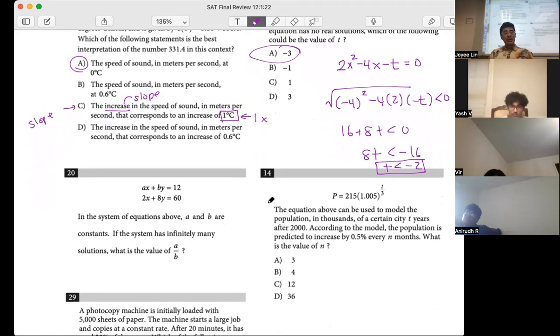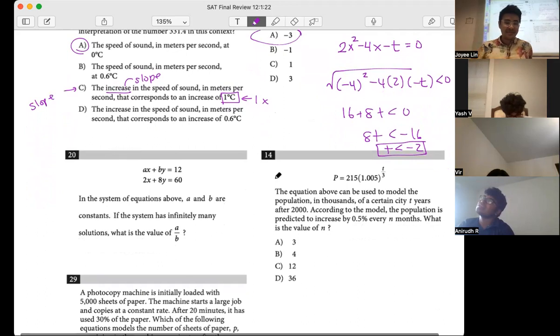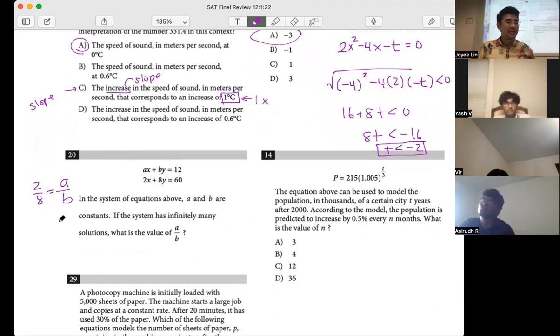What's the quickest way to do number 20? The slowest way is just to solve both. And still not the quickest way. That is a way. That is not the quickest way. 2/8. Yeah, it's 2/8. So the quickest way, y'all, is everything's proportional. If they're the same equation, they're all proportional. So it's literally 2/8 is literally going to be A over B. Right, that's the quickest way.